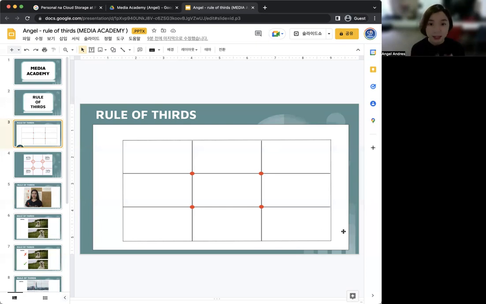Why is it called intersection? Because the lines meet each other. That's why it is called the 4 intersection lines. And these 4 intersection lines that meet each other are called the intersecting points. As you can see the red dots here, where the 2 lines meet, it is called the intersecting points. As we go on, we will learn more about the intersecting points.